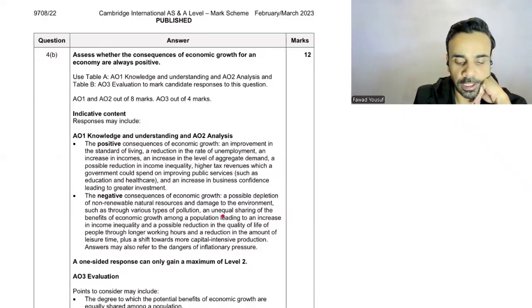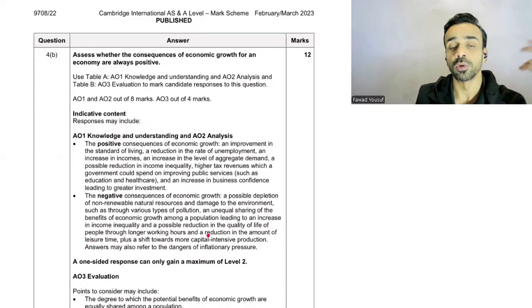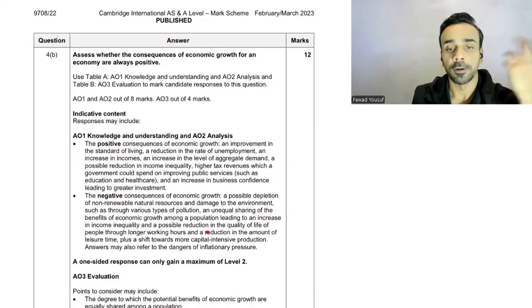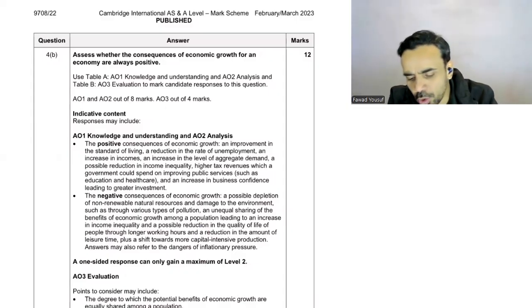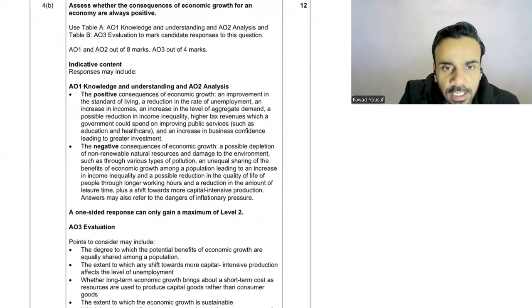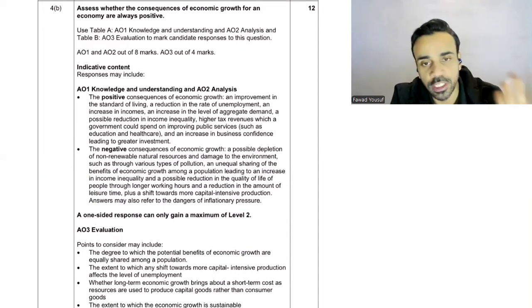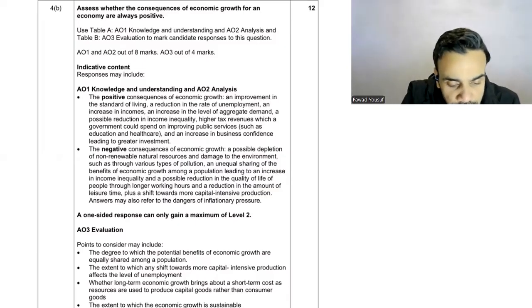Unequal distribution of income हो सकती है, possible reduction of quality of life because people will have to work more hours, they may get exploited because economic growth means that people have to work longer hours in order to produce goods and services. उस point of view से ये लोग बात कर रहे हैं. So there's so many points, but there's sort of repetition, but there are some few added points over here also. Level two, if it's only one-sided, that means अगर आप सिर्फ positive बहुत सारे दे देते हैं, तो maximum you can get is 5 marks, nothing more than that.